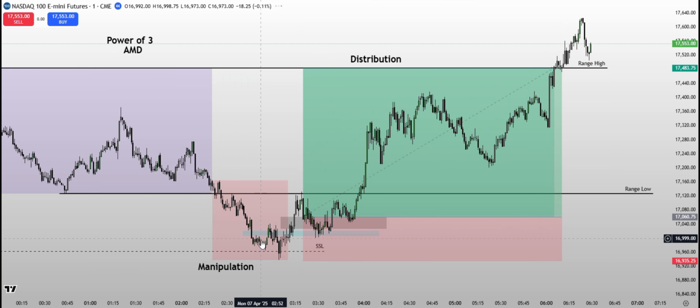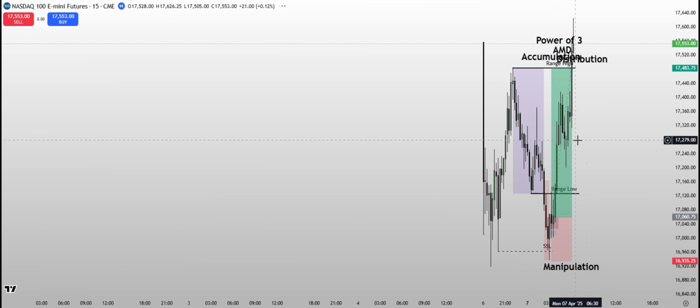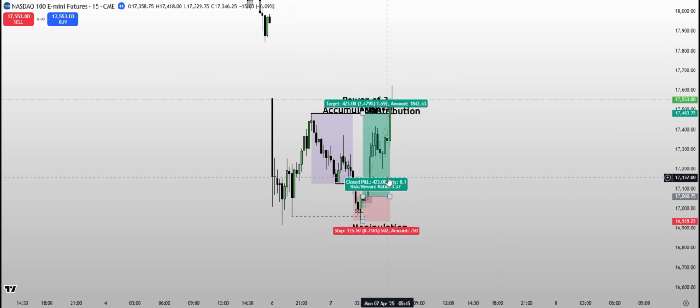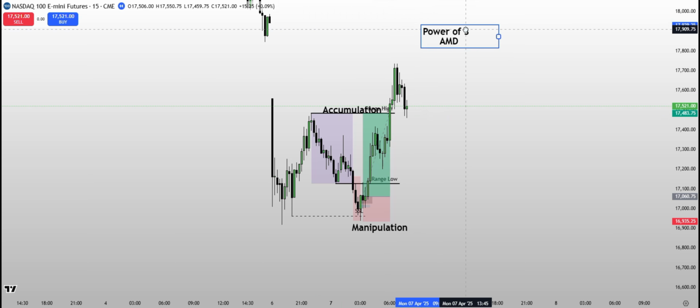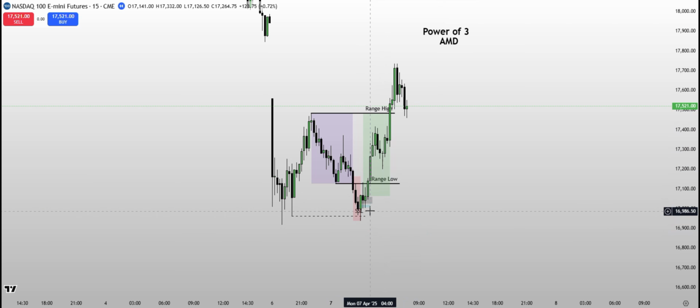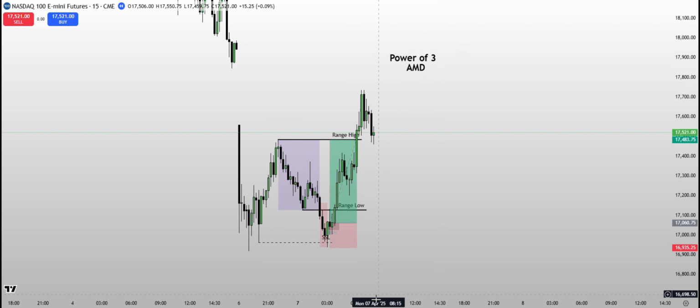When you go on the lower time frame, we even got a change in the state of delivery here, so it all matches up. That is a London session type of play right there. So let's remove all of this. We'll keep that there. Let's see what price does in the AM session.